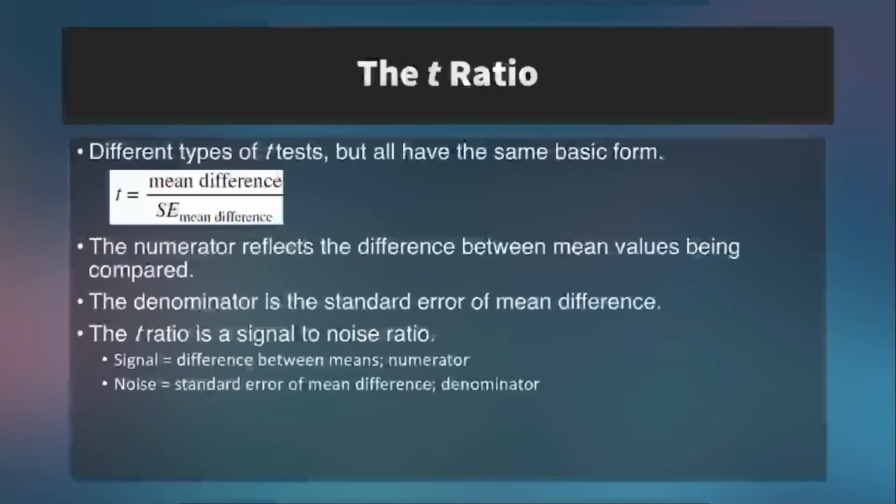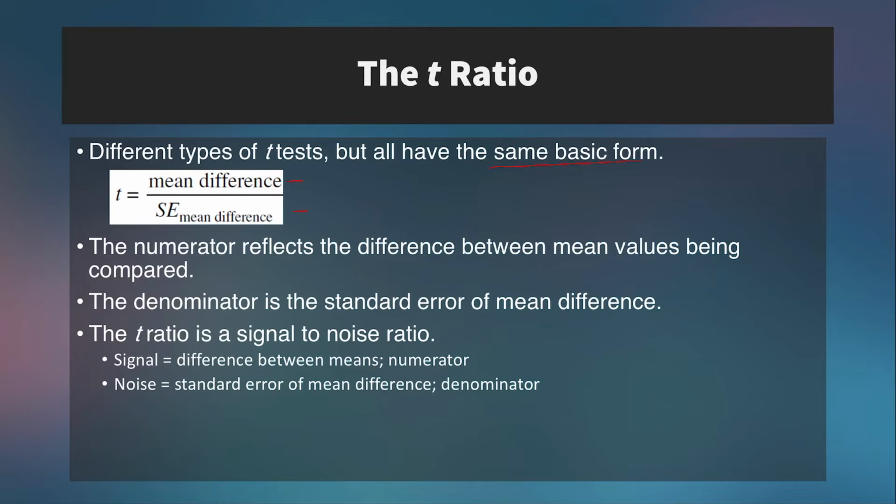Well, there are different types of t-tests, but they all have the same basic form, and that is a ratio of the mean difference over the standard error of that mean difference. Now remember, previously we've calculated the standard error of the mean, and the standard error of the mean difference is similar. So the numerator reflects the difference between the mean values being compared. So sample 1 versus sample 2, what's the difference in their mean values? And the denominator is the standard error of that difference.